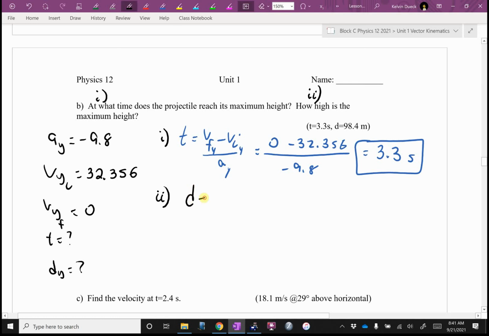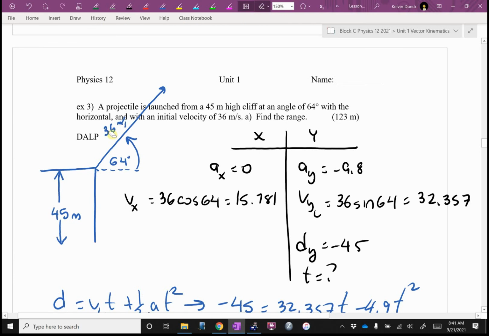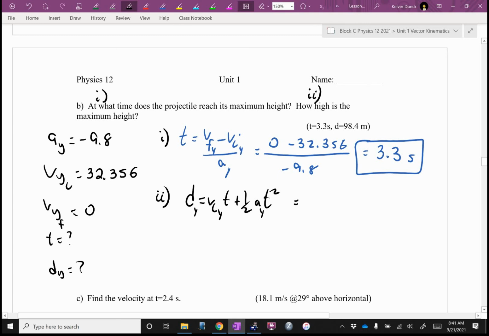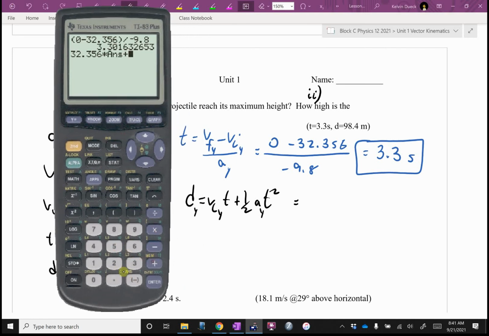That Vi initial. Common mistake again, kids want to use the 36 slanty. Isn't that the initial? No, it's neither vertical nor horizontal. This is all a vertical equation, so it's going to be dy, Vy, Vy. If I plug that in, I'm going to get 32.356 times answer button, plus 0.5 times negative 9.8 times answer button squared.